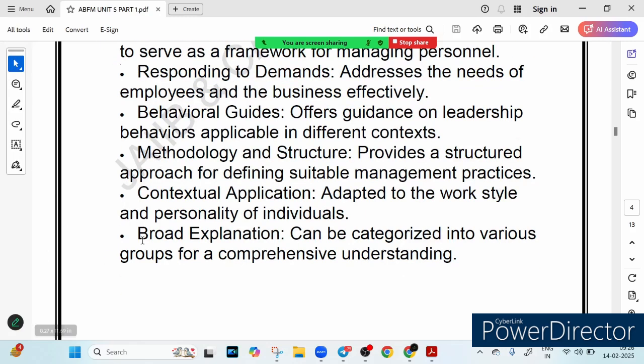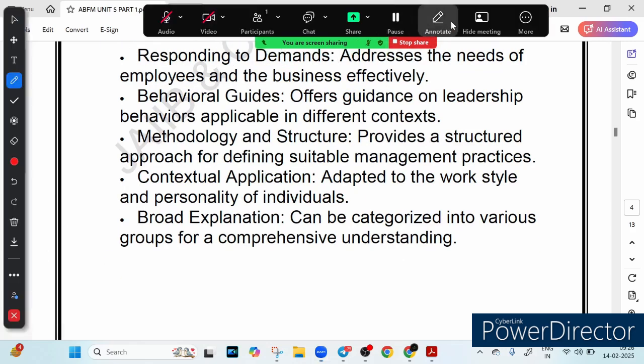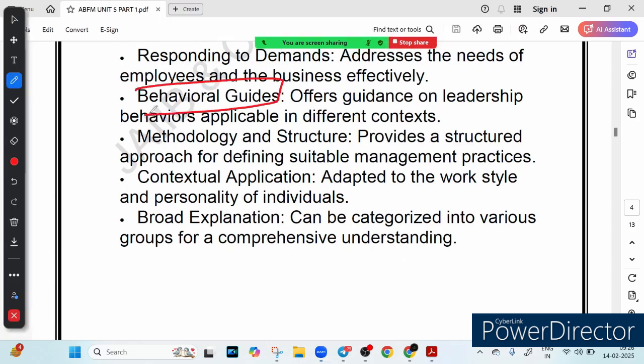Then we have something called behavioral guides. What is the meaning of so-called behavioral guides? You know, behavior matters. Not every leader leads the same way. Some are strict, some are friendly, some let the team take charge. So a leadership model helps in identifying which leadership behavior works best in different situations. It's not like the same model will work in every situation. No, in different contexts we have different leadership models.